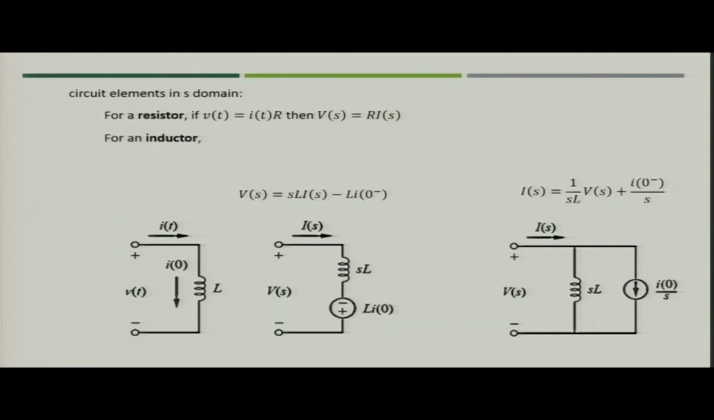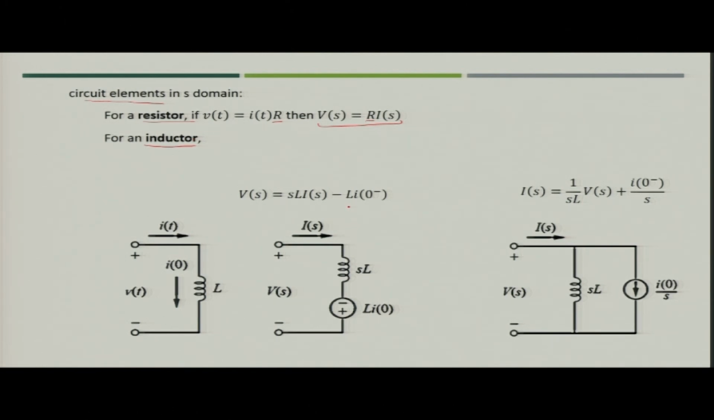Now, while doing circuit analysis using Laplace transform, how do we transform the circuit elements from time domain to S domain? For a resistor, there will not be any change. So, the value of R in time domain will remain R in S domain also. So, v(t) equal to i(t) into R, that is Ohm's law, will become V(s) equal to R into I(s) in S domain. The changes would be there in the case of inductor and capacitor, because these are the energy storage elements.